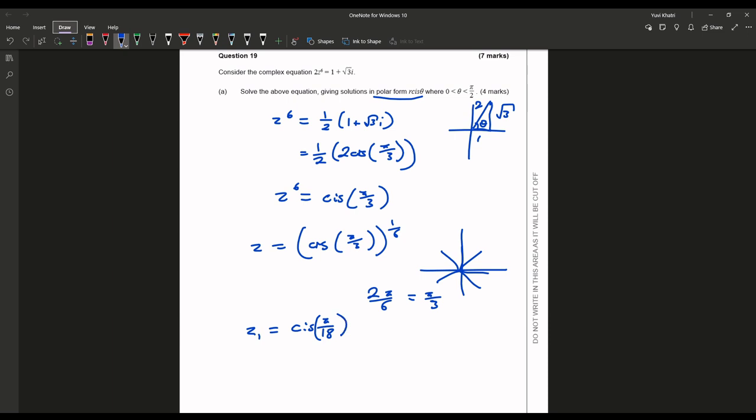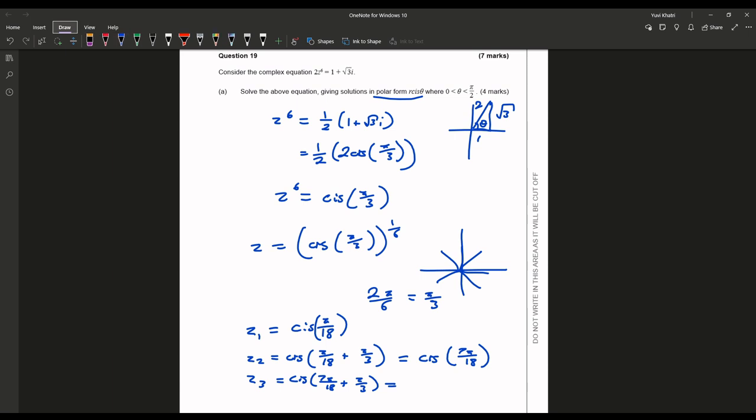So that's our first solution. And then our next solutions are just going to be this plus pi over 3 added each time. So z2 equals cis pi over 18 plus pi on 3, because there's 6 evenly spaced solutions and their spacing will be pi on 3 apart. We have cis 7 pi over 18. Now z3 is going to be cis 7 pi over 18 plus pi over 3.